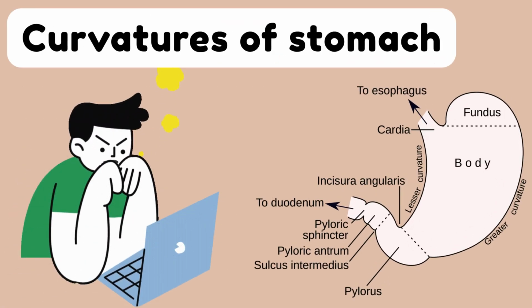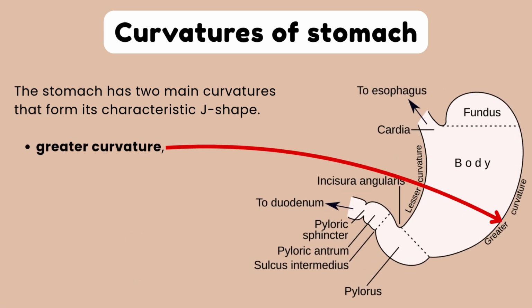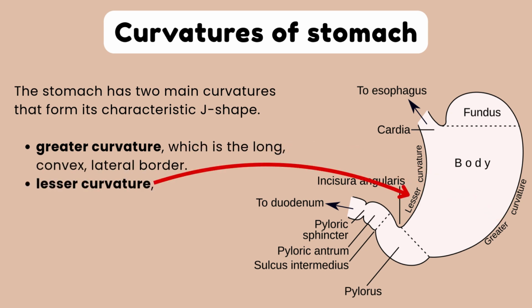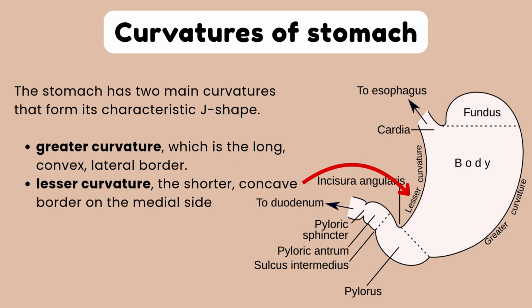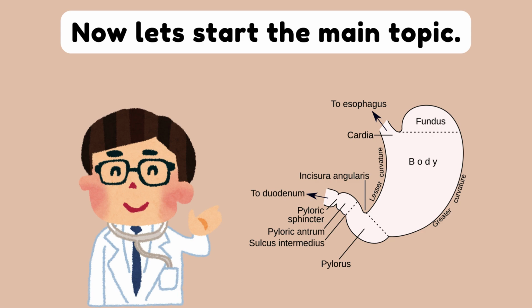What are the curvatures of stomach? The stomach has 2 main curvatures that form its characteristic J shape. These are the greater curvature, which is the long, convex, lateral border, and the lesser curvature, which is the shorter, concave border on the medial side. Now let's start the main topic.